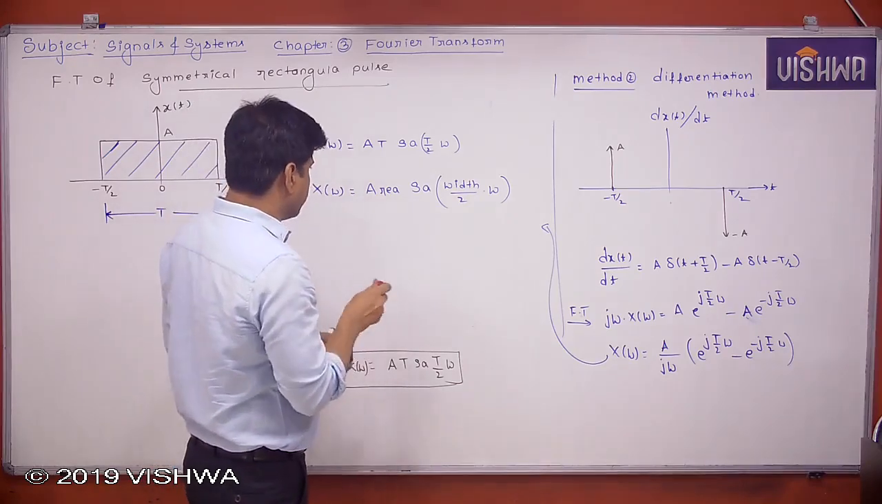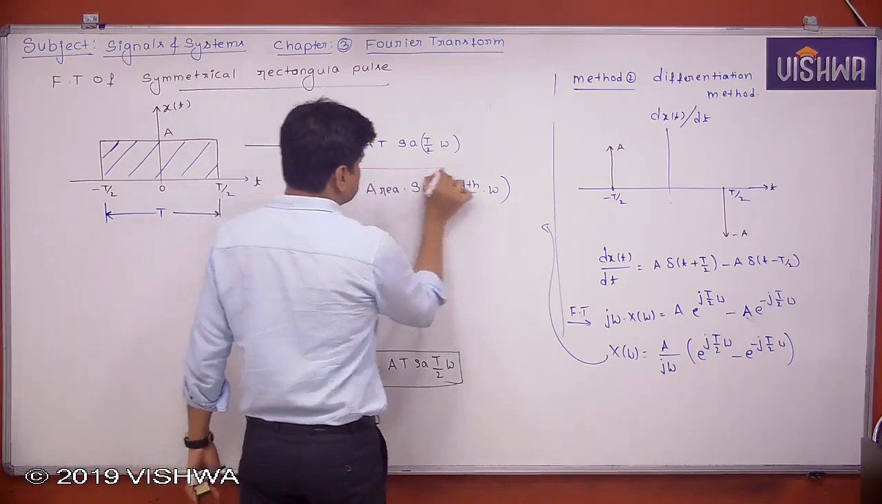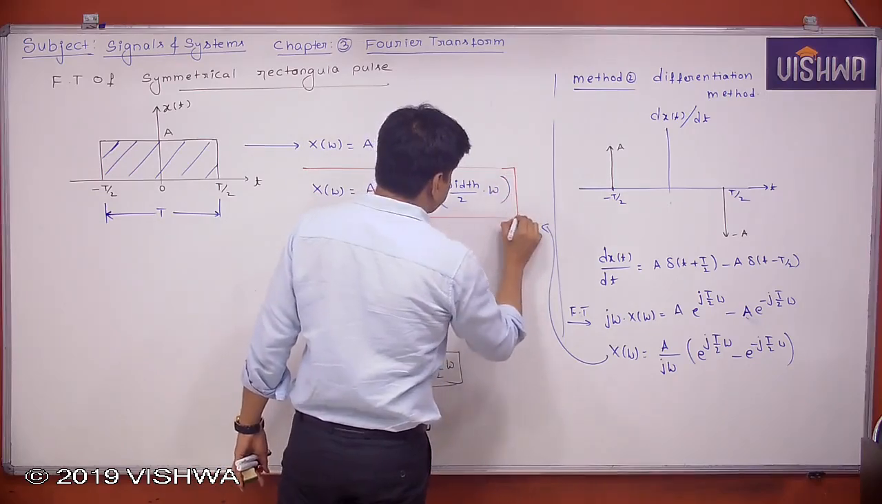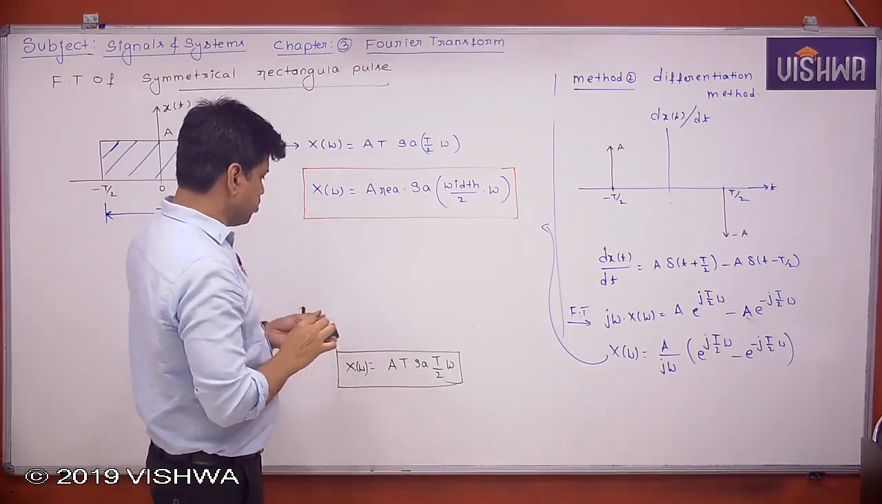X of omega is area multiplied with sampling width by 2 omega. This is the way we can remember.